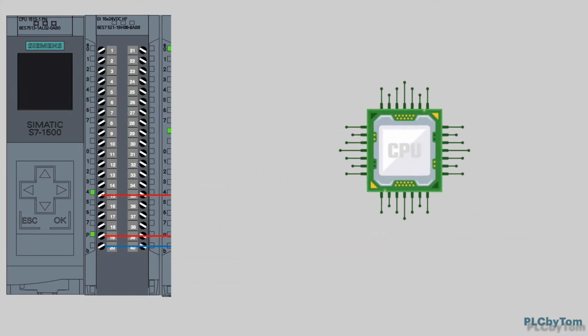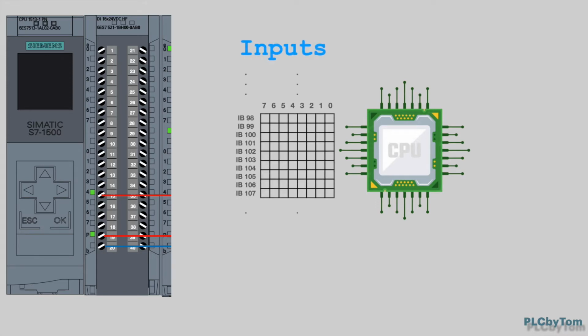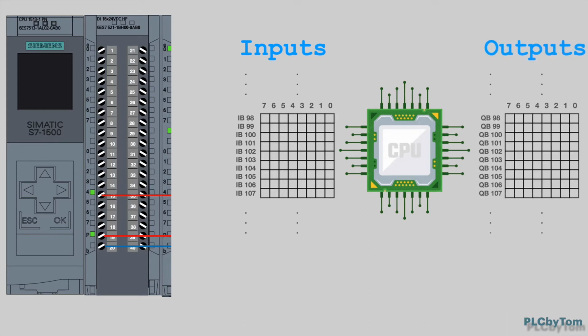The CPU has an address range reserved for communication with peripherals such as I/O modules. Number of available addresses depends on the capability and performance of the CPU, so different CPUs have different amounts of available addresses. Address range consists of bytes. Each byte is 8 bits long. There is an address range for inputs and also for outputs.